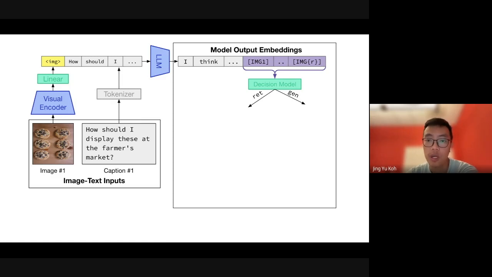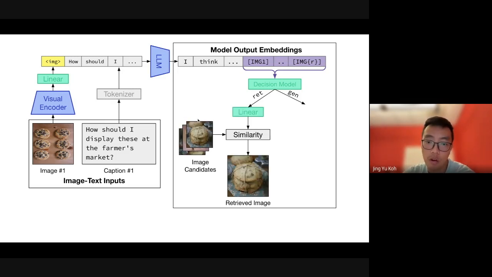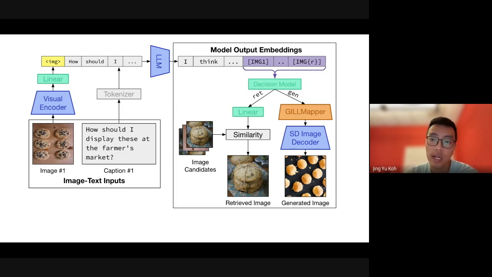If it outputs 0, we want to retrieve an image. So when it wants to retrieve an image, we have a pool of image candidates from some training database. We compute their similarity score against the output of the image embedding with the trained linear layer, and we take the image with the highest similarity and output that as the retrieved output. When we want to generate images, we take all R image tokens and pass them to Gill Mapper. So Gill Mapper produces a sequence of embeddings that is compatible with stable diffusion's text encoder, and it synthesizes an image conditioned on those embeddings.